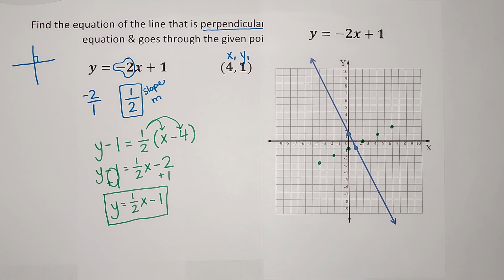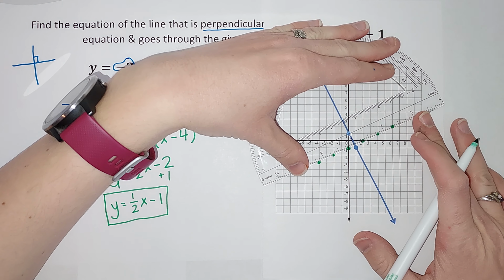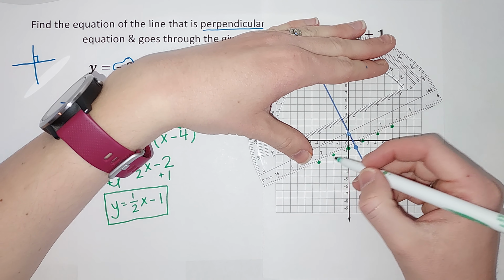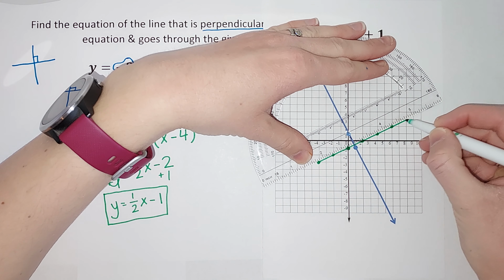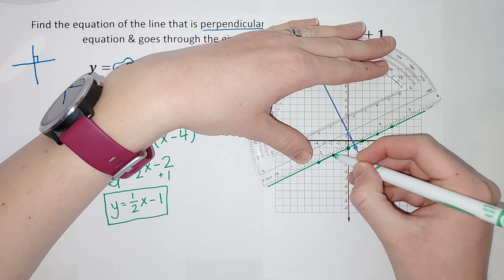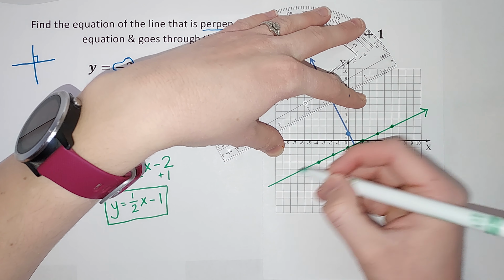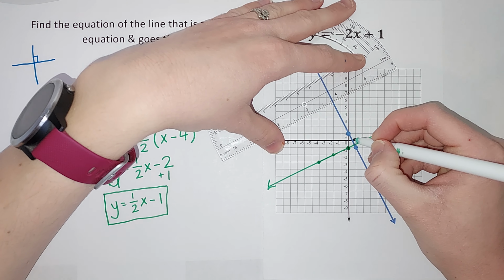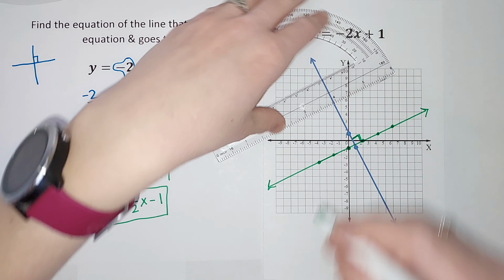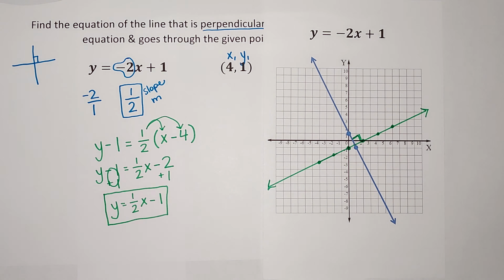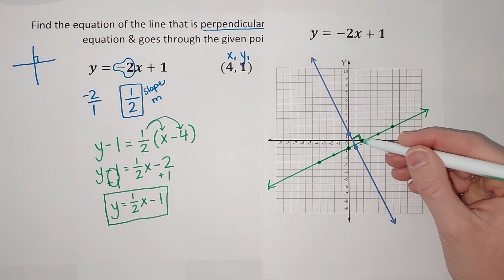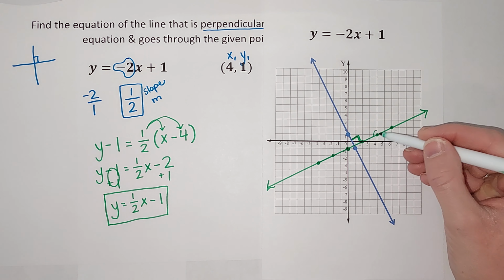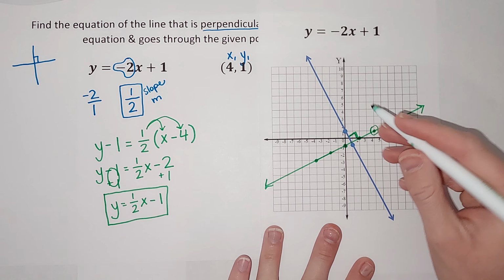There is my line. Let me grab my straight edge. We're looking pretty perpendicular, right? Okay, now that is looking pretty good. That looks like a right angle to me, don't you think? And what point were we hoping to go through? 4, 1. Let's see. 1, 2, 3, 4, 1. Yes. We did it, guys.